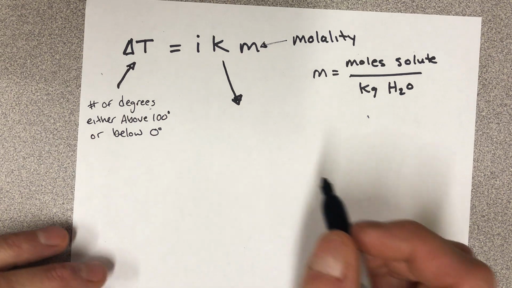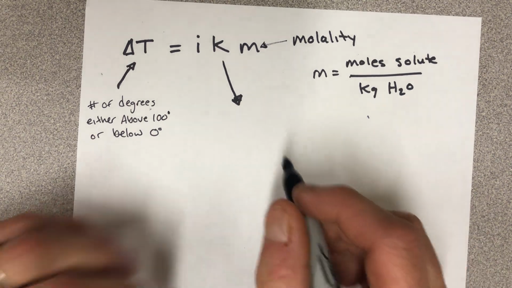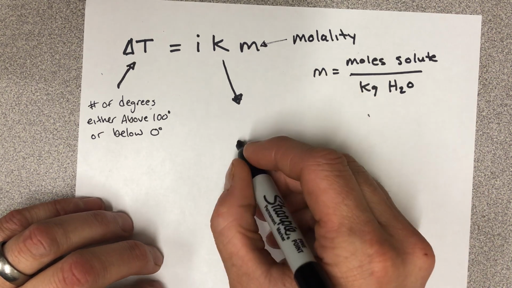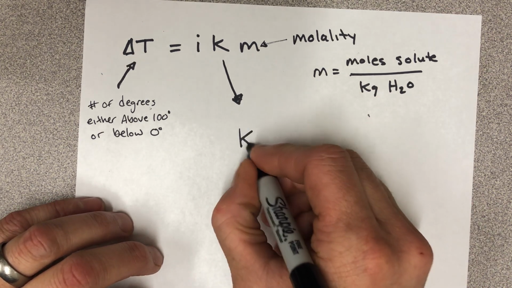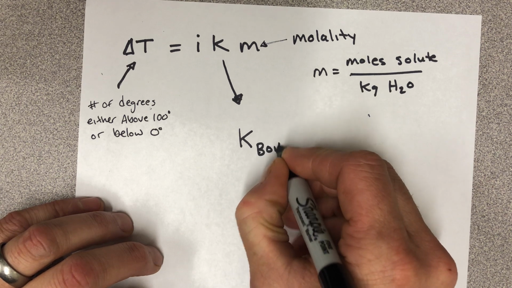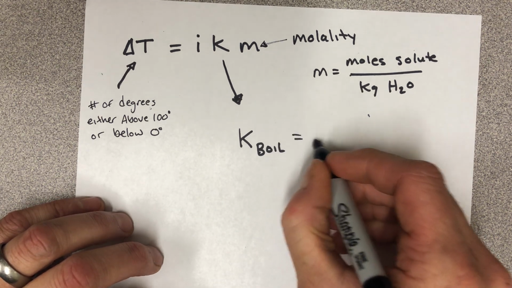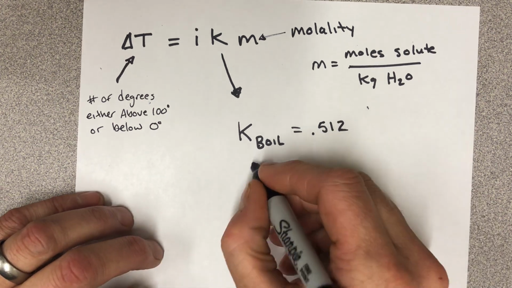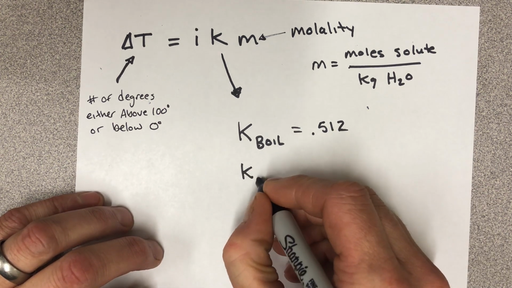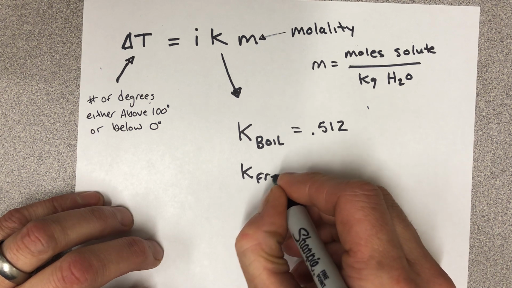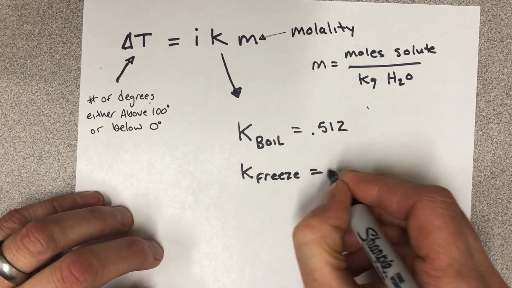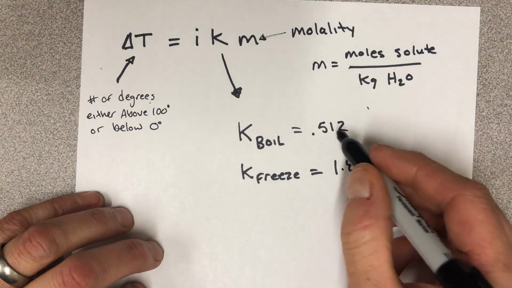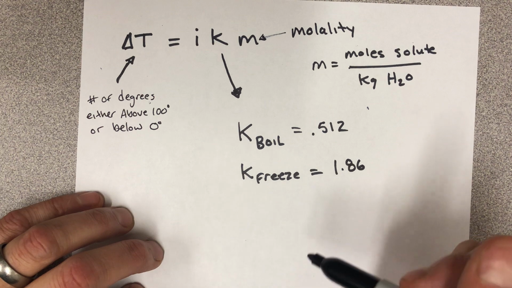Okay, K, this is a new variable for you. This is a constant number that gets used in these equations, and actually there are two different constants here. So if you're working with a boiling point question, K boil, the number that you're going to use here is 0.512. All right. Now, if it's a freezing point depression problem, K freeze, we'll call it, then the number you're going to use is 1.86.